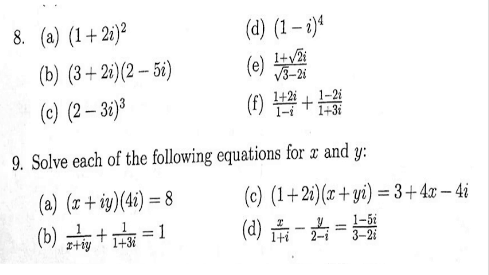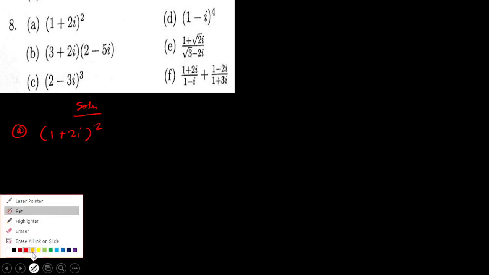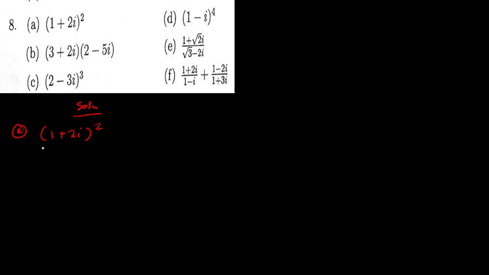Let's start with question 8. Question 8 is saying simplify the following or work out the following. If you look at question 8, I'll write my solution. For this one, I'll write A. For A, I've been given 1 plus 2i and then squared. After that, I'm going to expand this. I'll write 1 plus 2i in brackets and then 1 plus 2i in brackets.